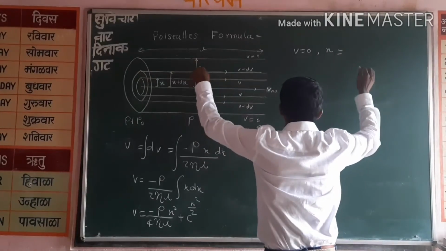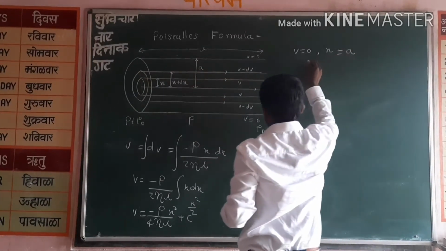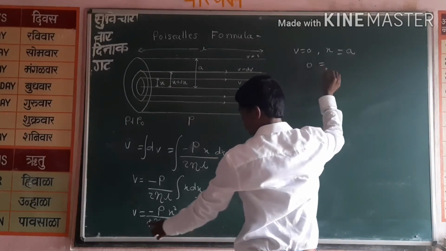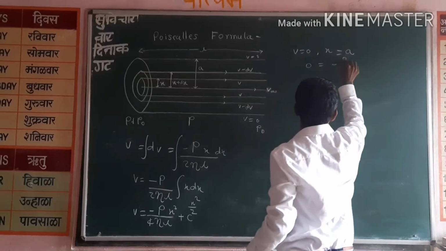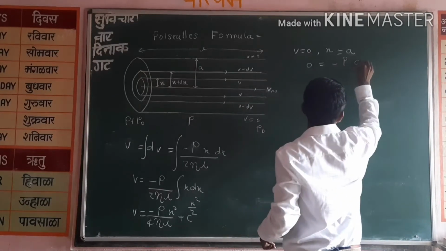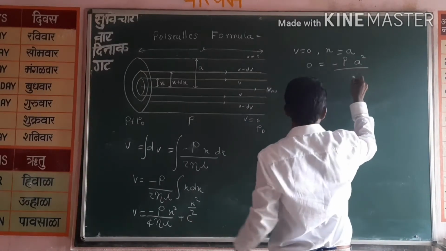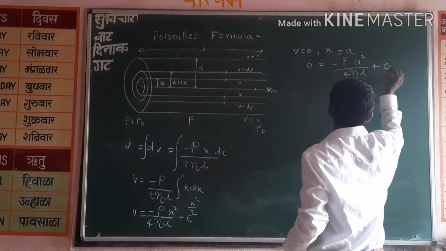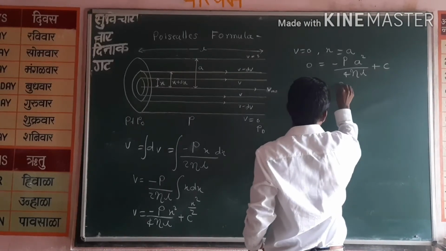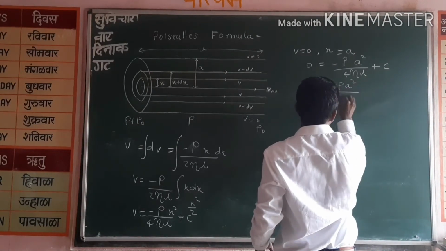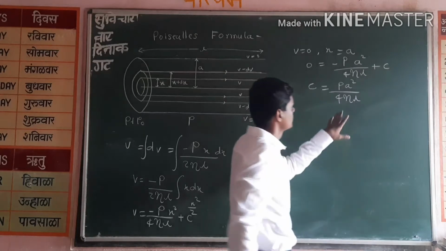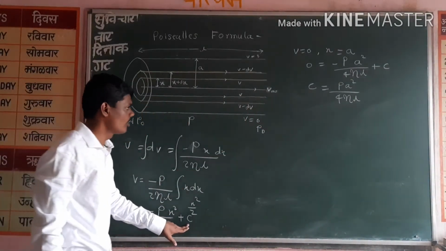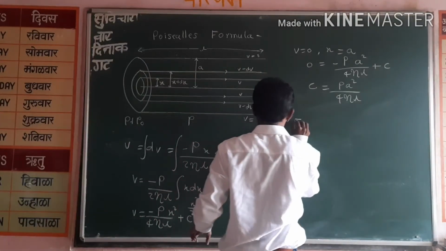Okay, this is a radius. Now putting these conditions, we get the constant c. At the wall, v is 0, so 0 = -p a² / 4ηl + c. So what is c? c is p a² / 4ηl. So this is c.